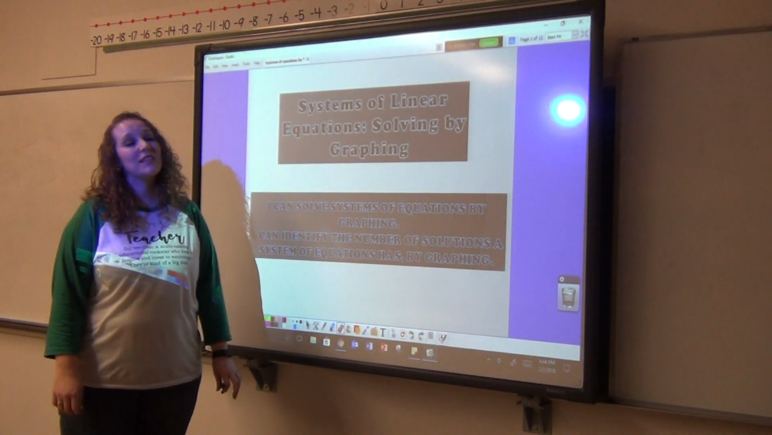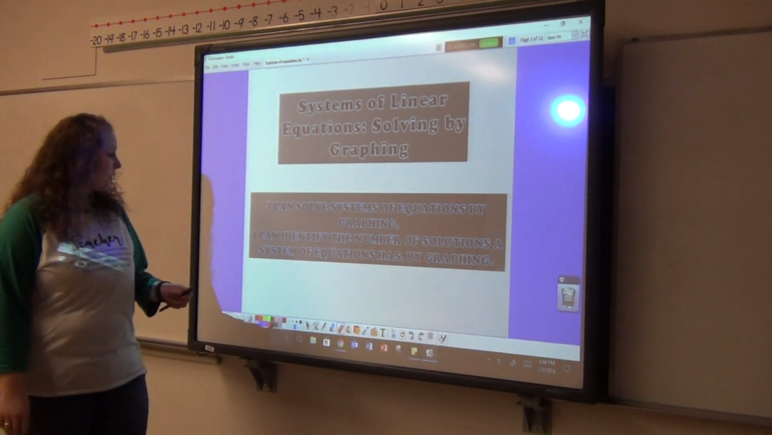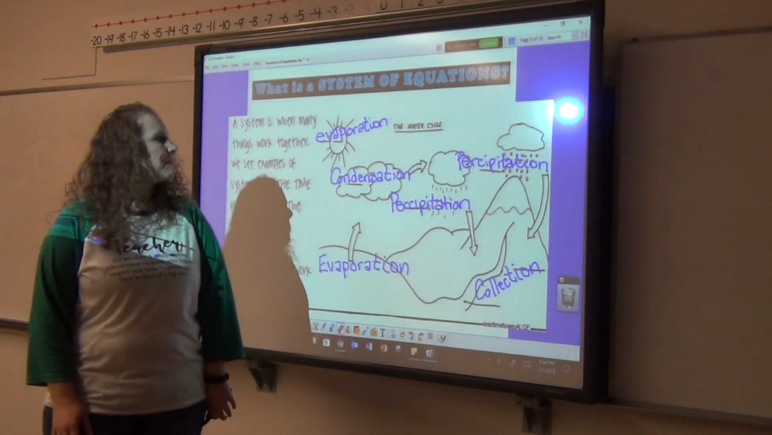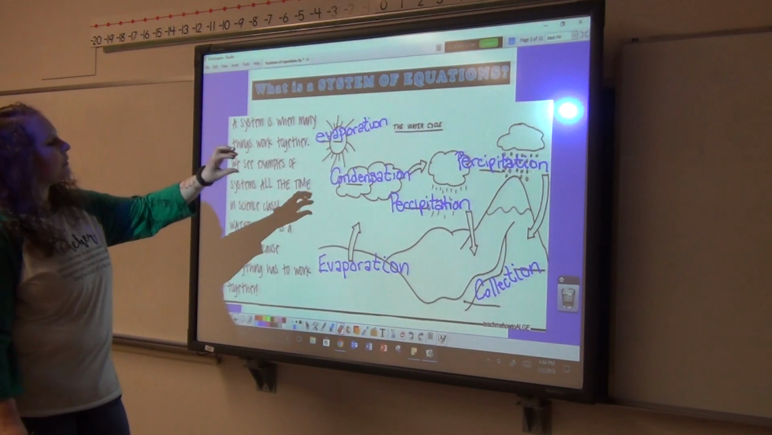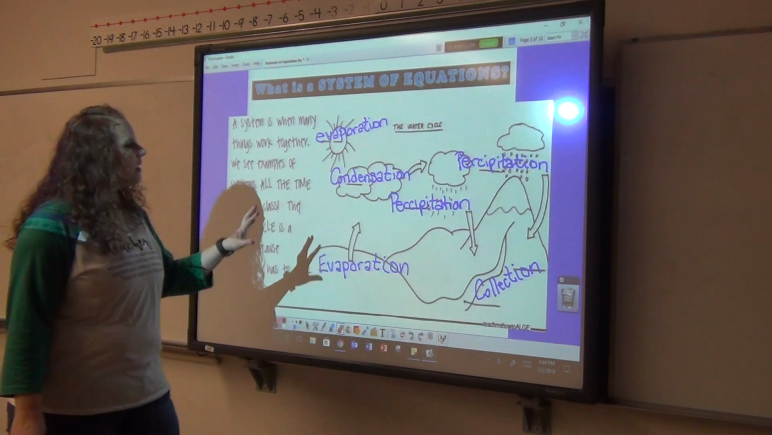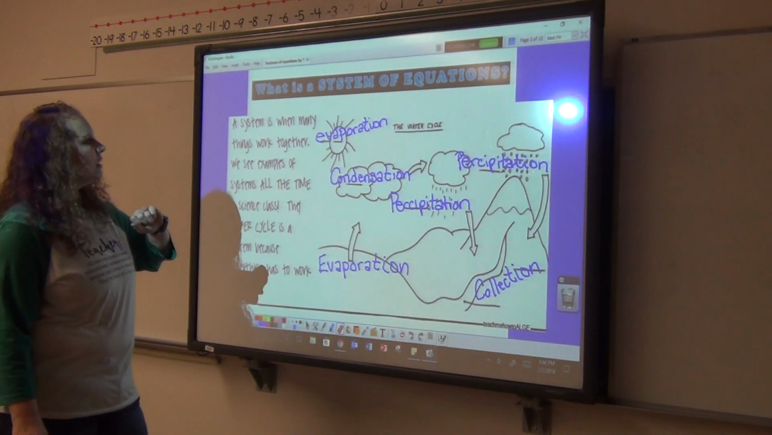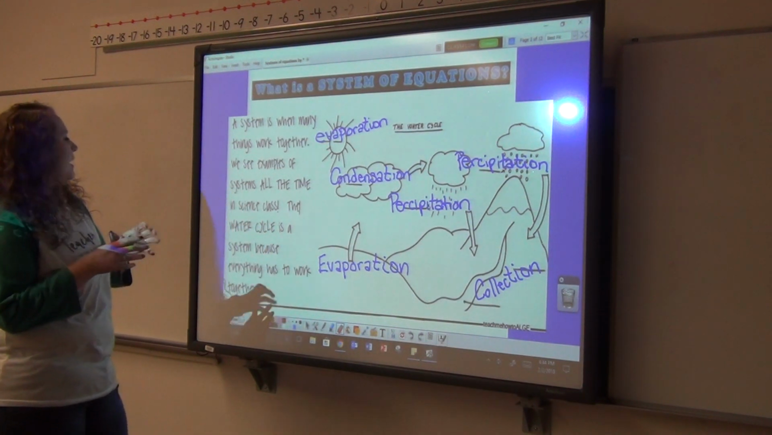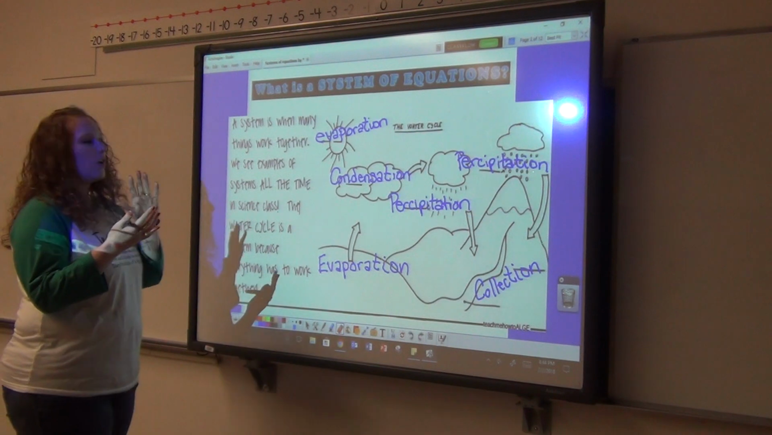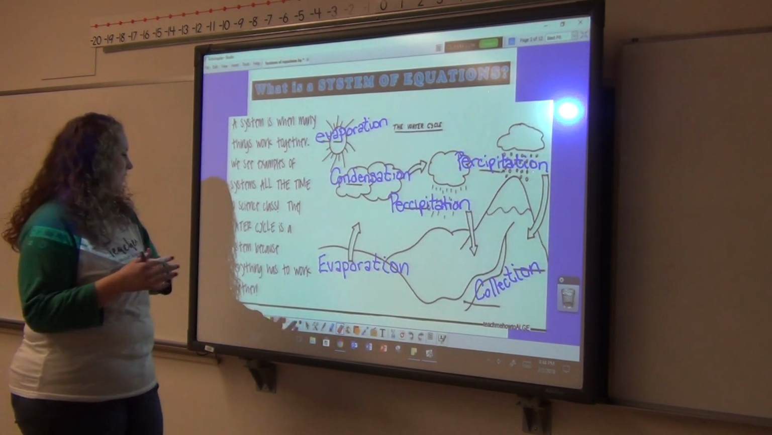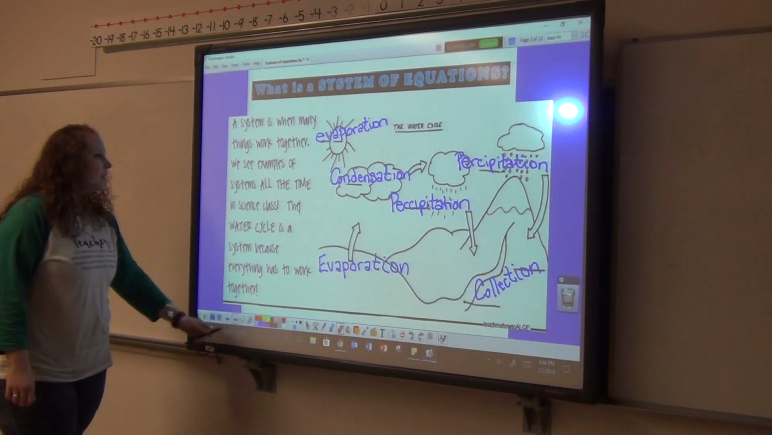Today we are solving systems of linear equations by graphing. So systems kind of work together the way the water cycle does. If one of these, evaporation, condensation, precipitation, collection, any one of those breaks down, then the system won't work, okay? So it has to work together. This system has to work together the same way a mathematical system would work together.